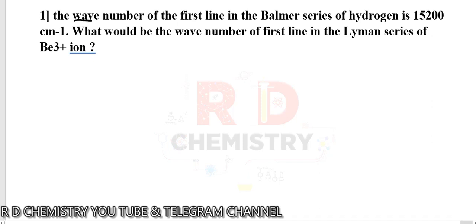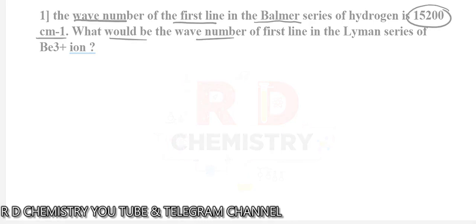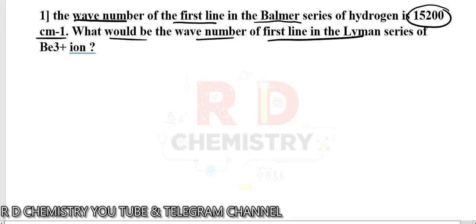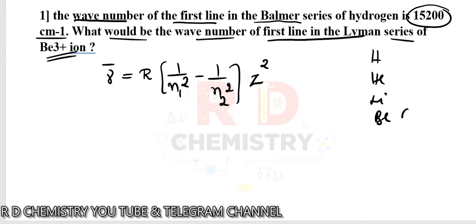We'll solve one question. The wave number of first line in the Balmer series of hydrogen is 15,200 centimeter inverse. What will be the wave number of the first line in the Lyman series of beryllium plus 3 ion? How to calculate wave number? Wave number nu bar is equal to Rydberg constant R into 1 by n1 square minus 1 by n2 square into Z square. We have to calculate for beryllium. Hydrogen, helium, lithium, beryllium. Atomic number Z is equal to 4, right?